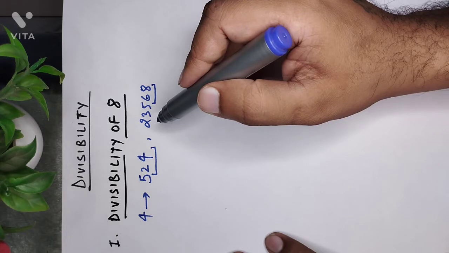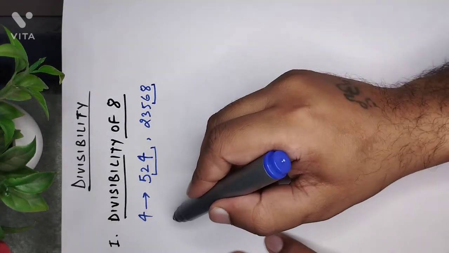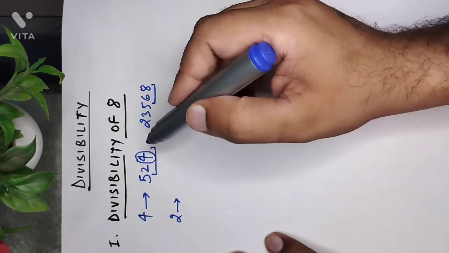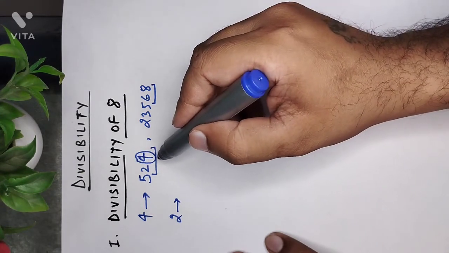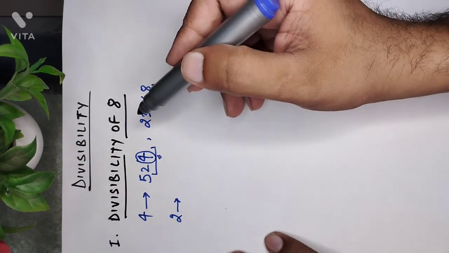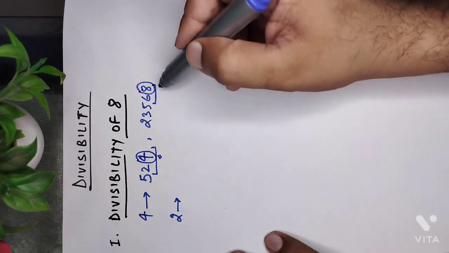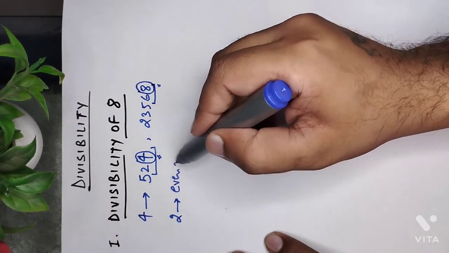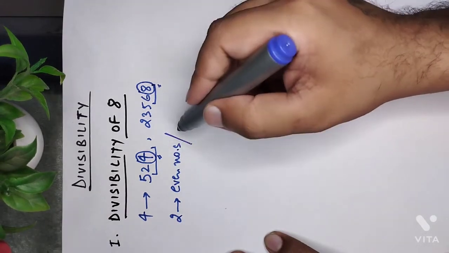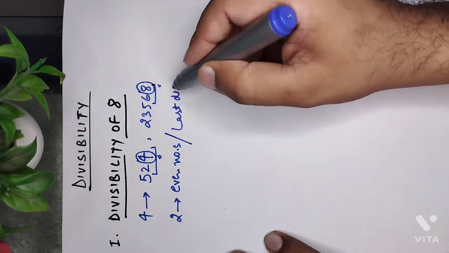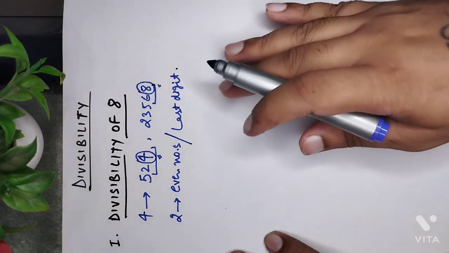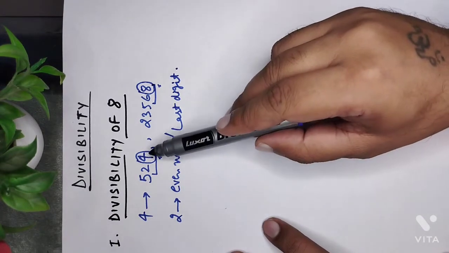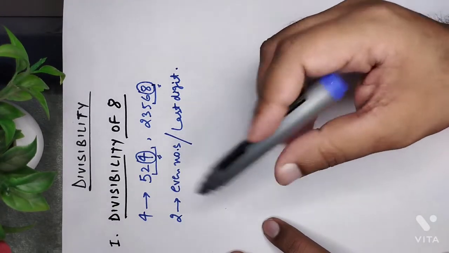Now, if I need to check what kind of numbers are divisible by 2, I just have to check the last digit. If 4 is divisible by 2, I can say the entire number is divisible by 2. Similarly, if 8 is divisible by 2, the entire number is also divisible by 2. In other words, even numbers are always divisible by 2, or the last digit should be divisible by 2, or it should be even. That means in case of 2 we have to see the last digit. In case of 4 we have to see the last two digits.